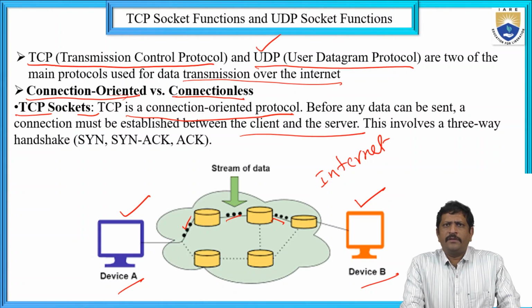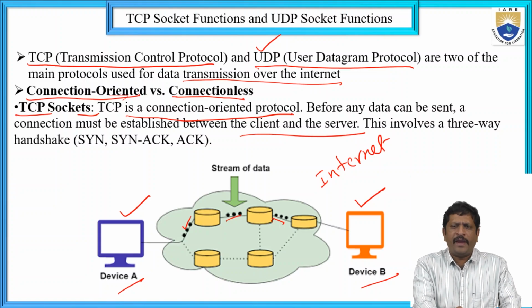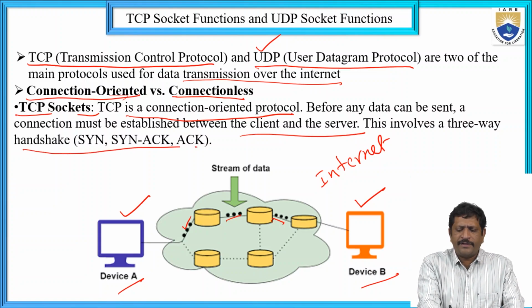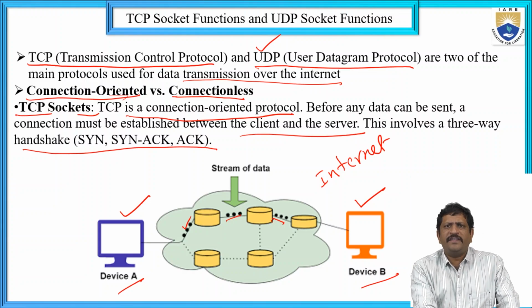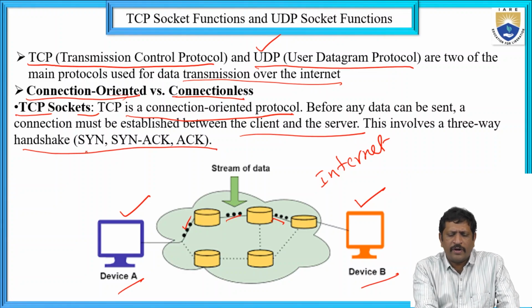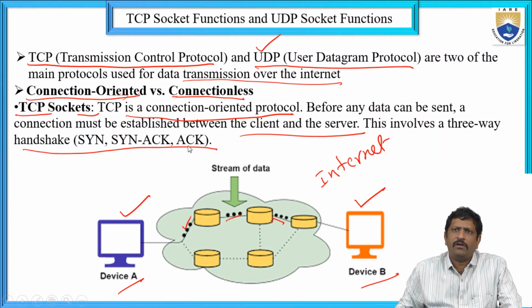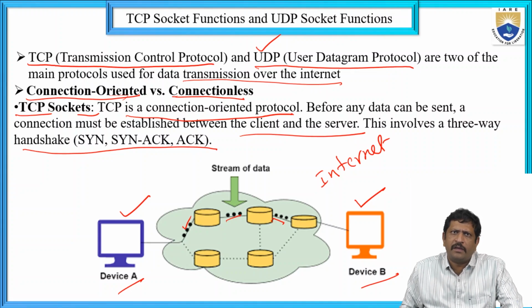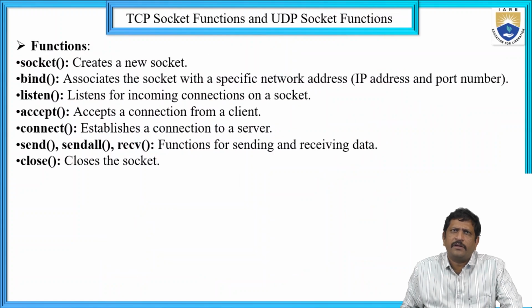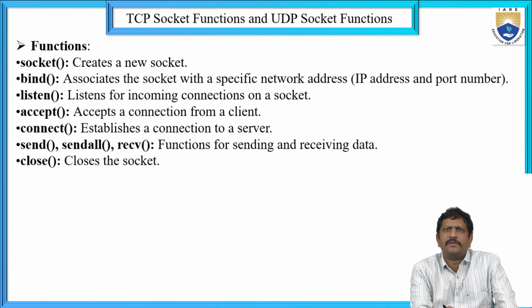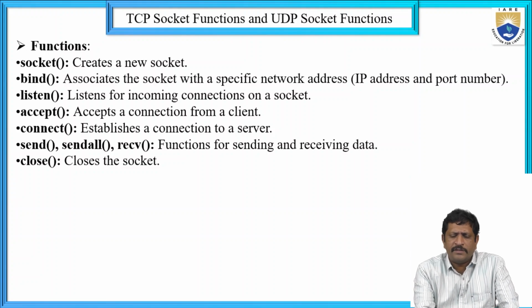Generally, the transmission involves a three-way handshake. Three-way handshake means synchronization, synchronization acknowledgement, and acknowledgement. With the help of this three-way handshaking, the communication can be established between the source and destination.